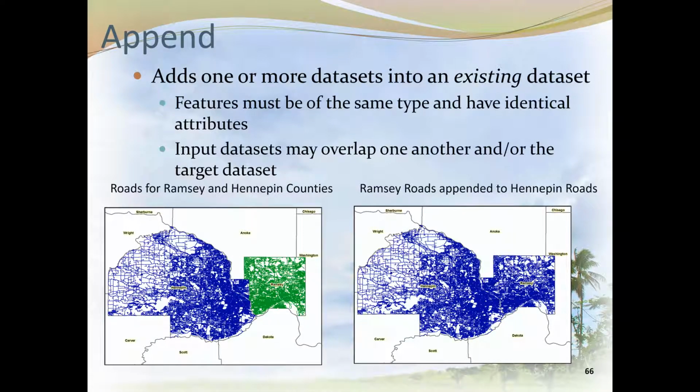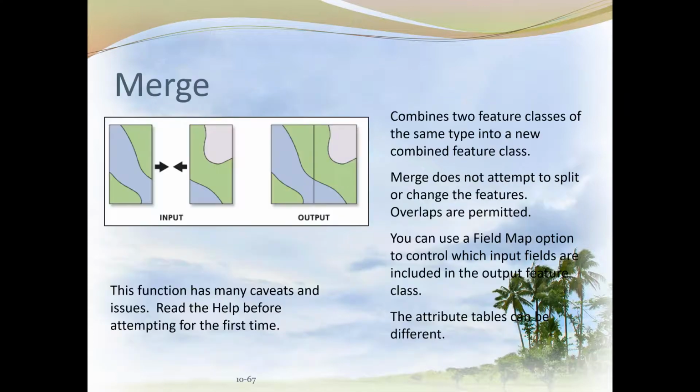So that's append. We add one or more data sets into an existing data set. It's more like you add more rows to your data set. It's just like you combine them, kind of like a union a little bit.